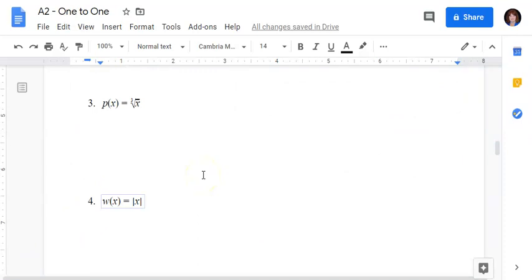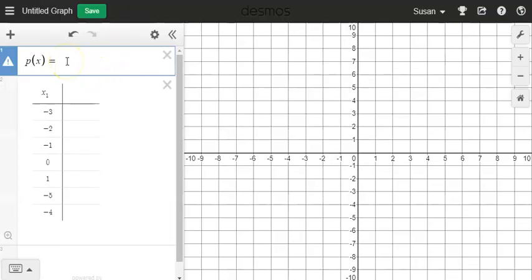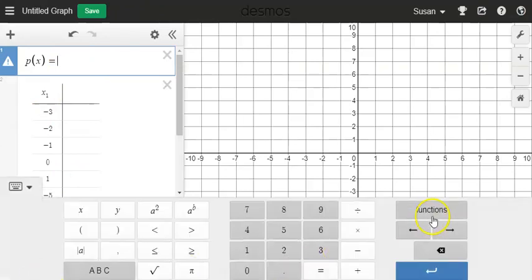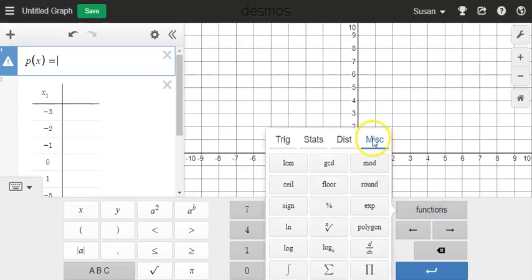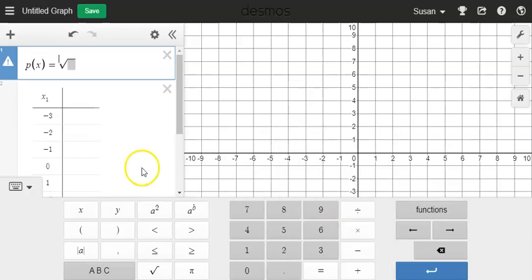The next function we're going to examine is p of x equals cube root of x. Now in Desmos, this is a little challenging to find. You'll notice down here at the bottom there is a keyboard. So click on that keyboard. And then over on the right it says functions. Click on that. And then miscellaneous will open up this screen. So this nth root is what you're going to click on. Now in your root, you do need to put your cube root, and then you'll put your x underneath.